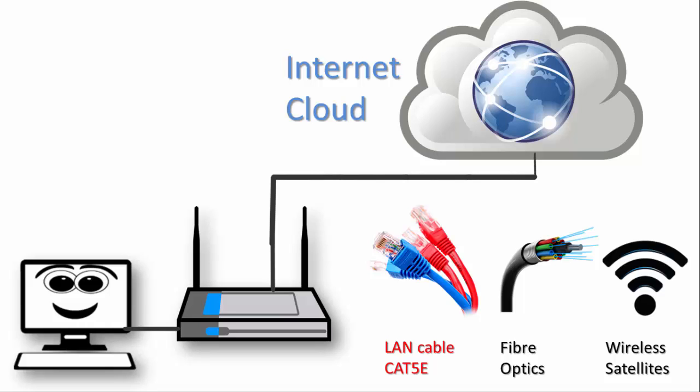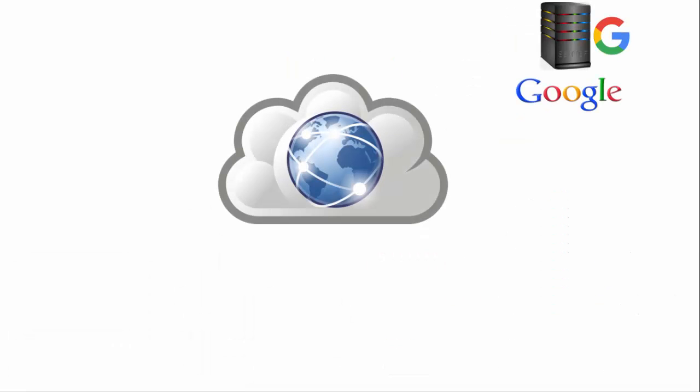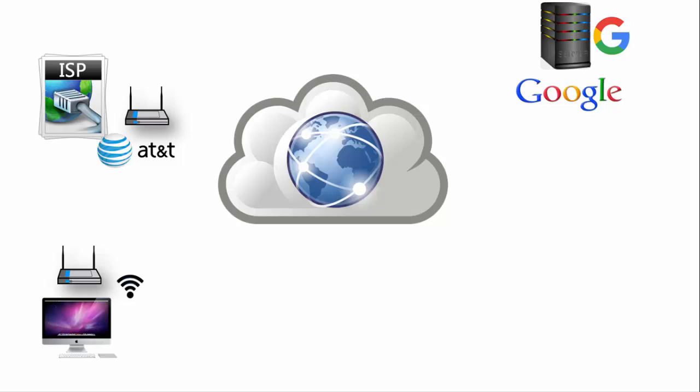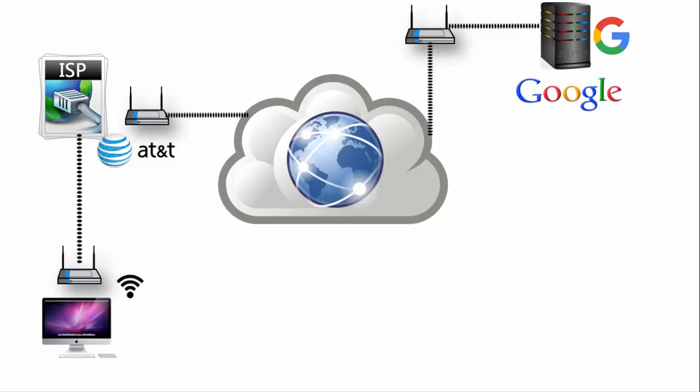This was the basic model of how you connect to the internet. Now in reality, what happens? This is the computer, the internet, and this is Google. I want to connect to Google. I will send a request to my router, and then my router will send a request to my ISP, that is AT&T. ISP means internet service provider, the company which is providing service to me. My ISP will send the request to the external internet cloud, and then that request will reach Google.